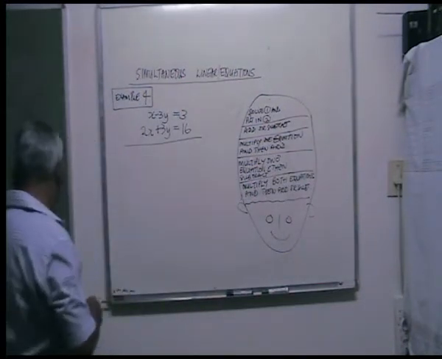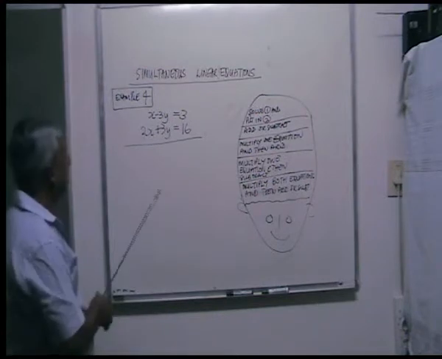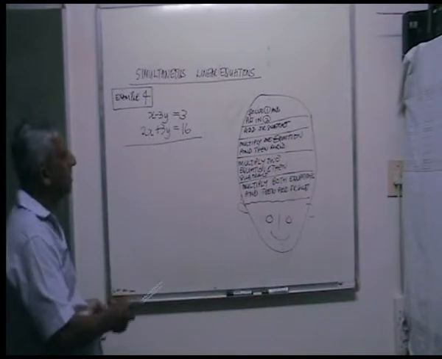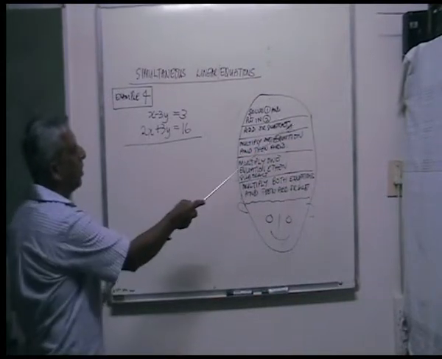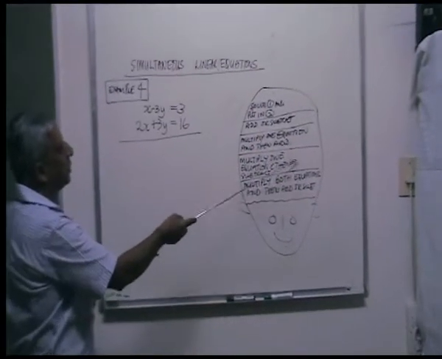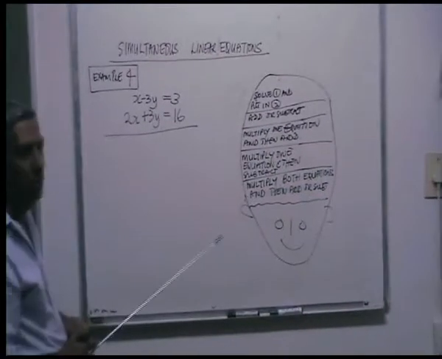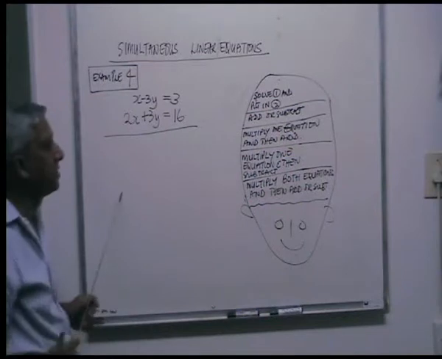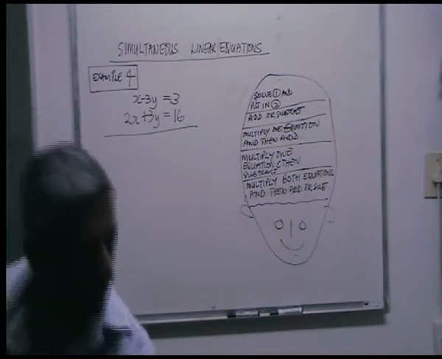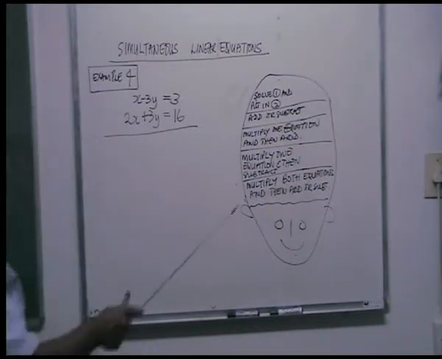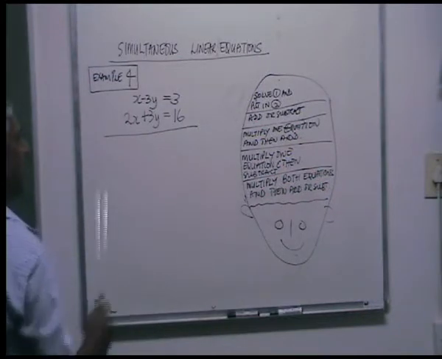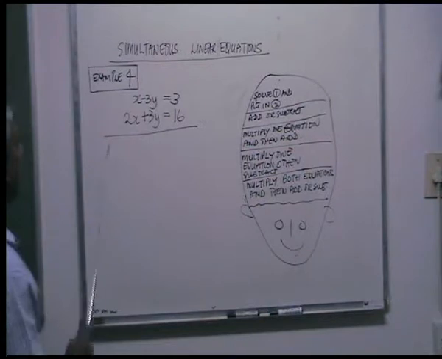X minus 3y is equal to 3. 2x plus 3y is equal to 16. Once again, you go through all the options you have. You go through it in your mind, or you could have written this down on a page and then referred to your page to see which method can I apply over here.